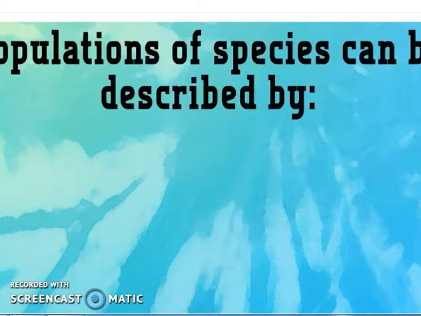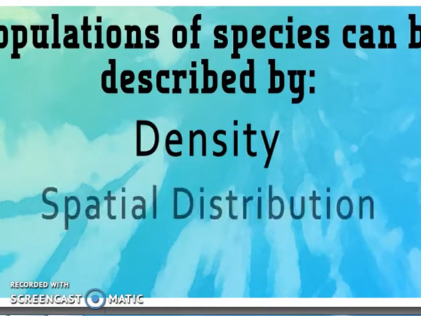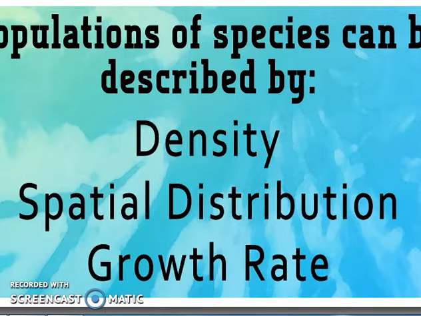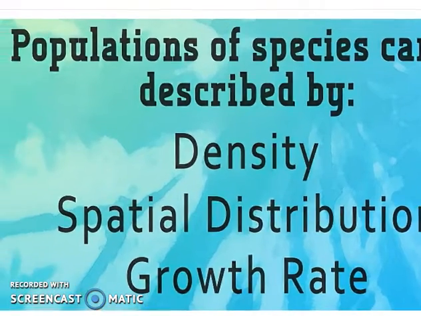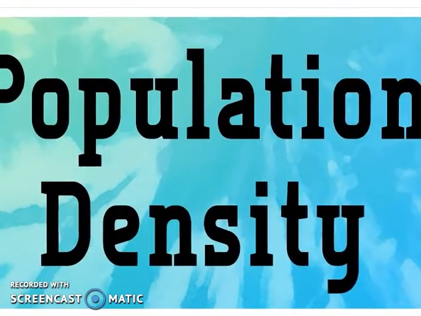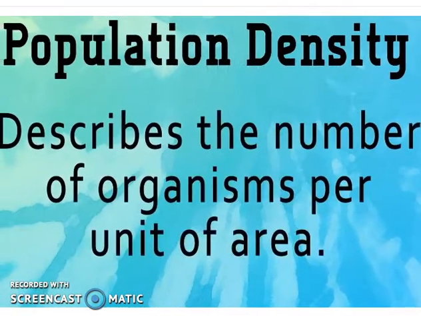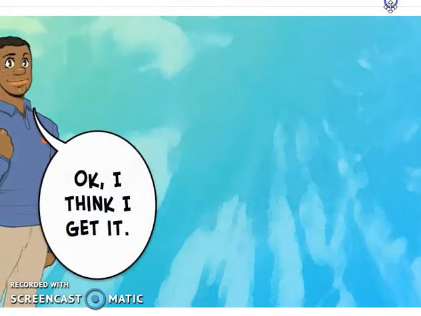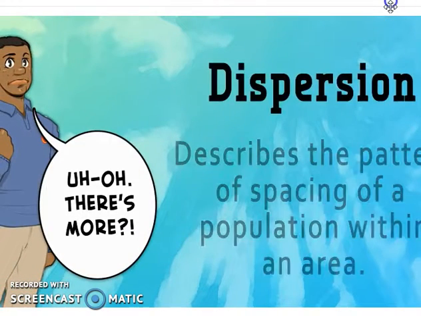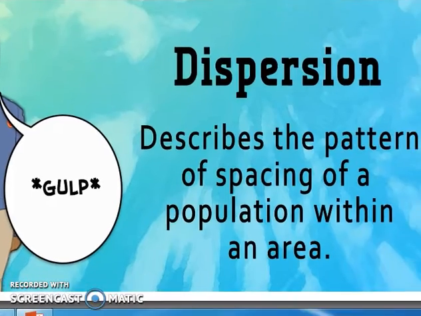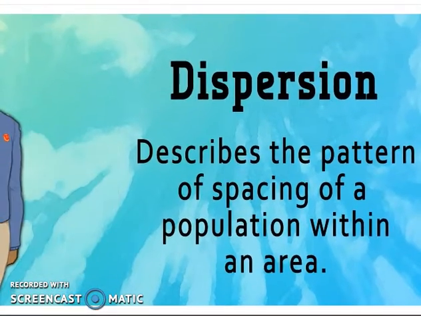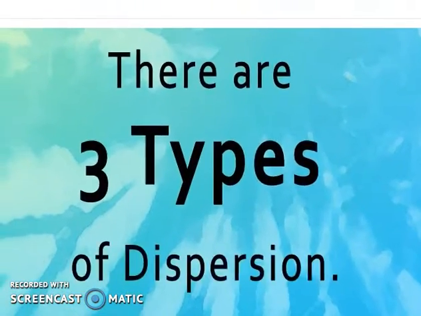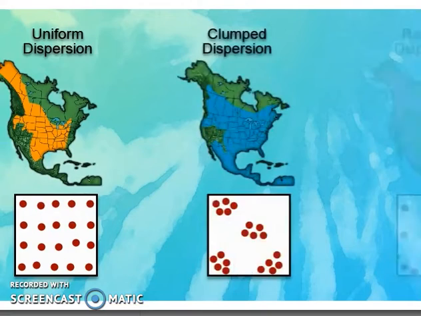Populations of species can be described by density, spatial distribution, and growth rate. One characteristic of a population is its population density. Population density describes the number of organisms per unit of area. Another characteristic of a population is dispersion. Dispersion describes the pattern of spacing of a population within an area. There are 3 types of dispersion: uniform, clumped, and random.